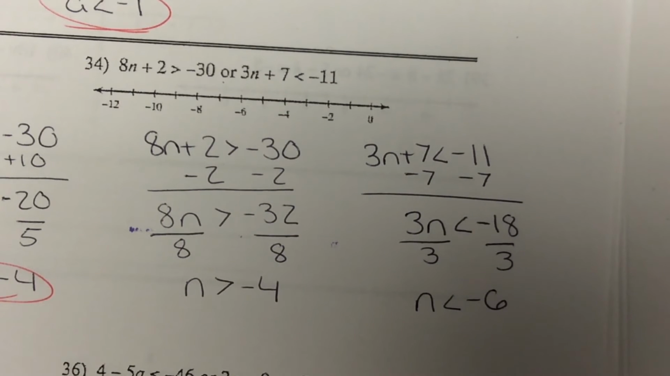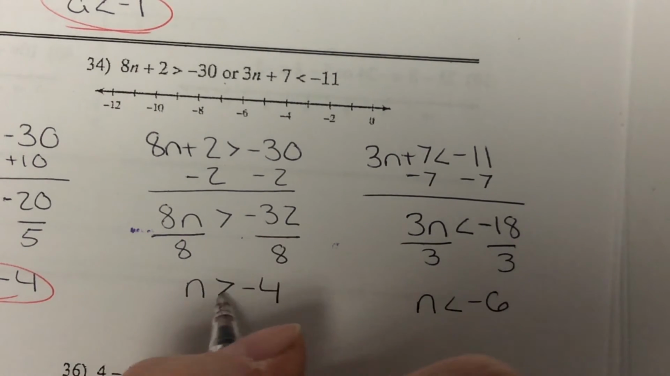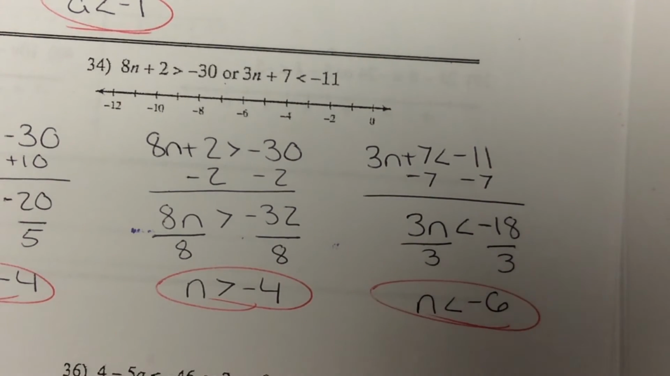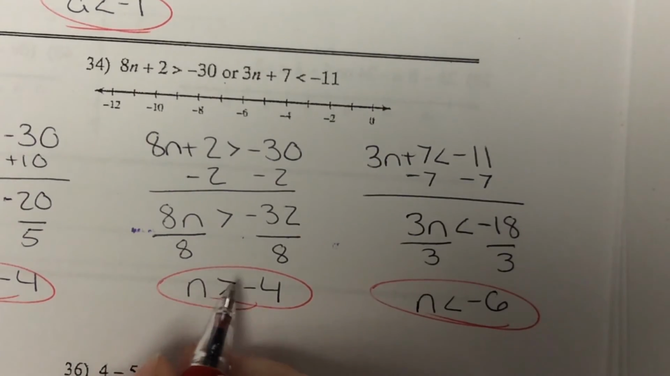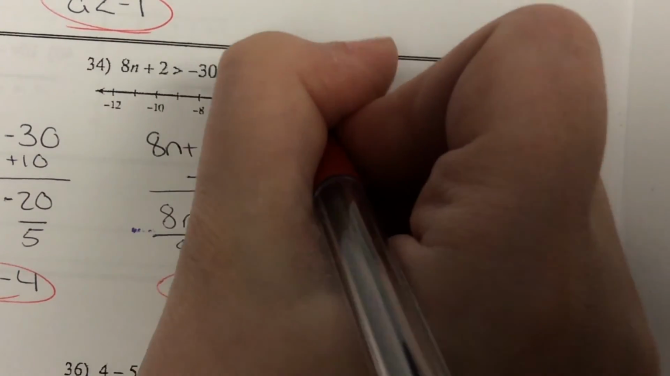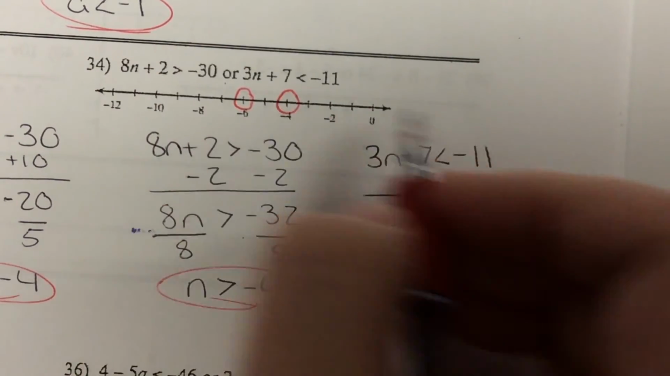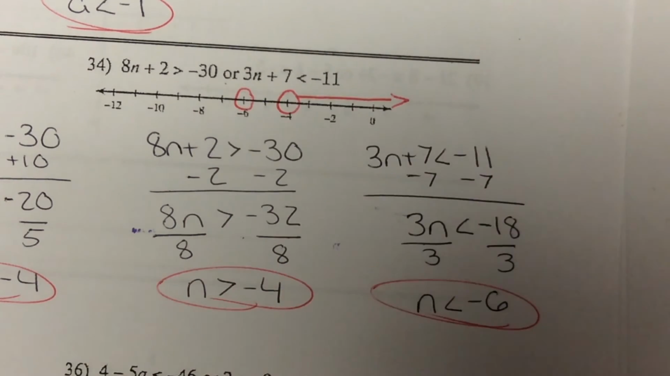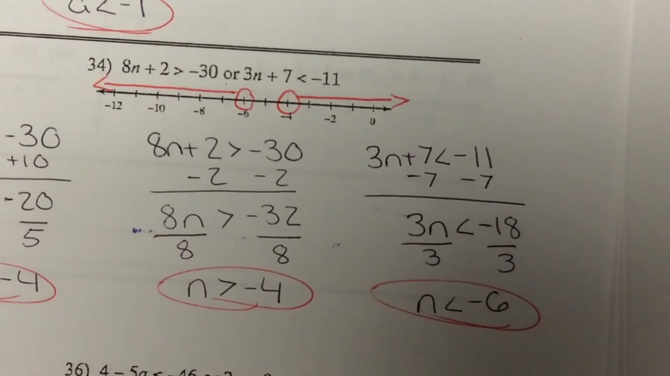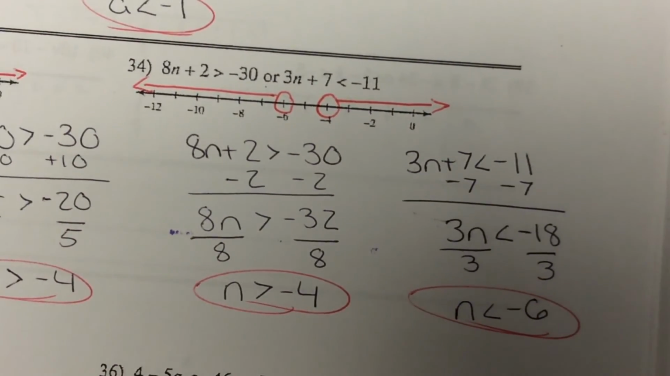Okay, how did you do? Did you get the same answers? Hope you did. All right, let's move on to graphing. Let's do this together. We have an open circle at negative 4 and an open circle at negative 6. For negative 4, we need to go to the right because we want all the numbers greater than. And for negative 6, we need to go to the left because we want all the numbers that are less than. Looks good.